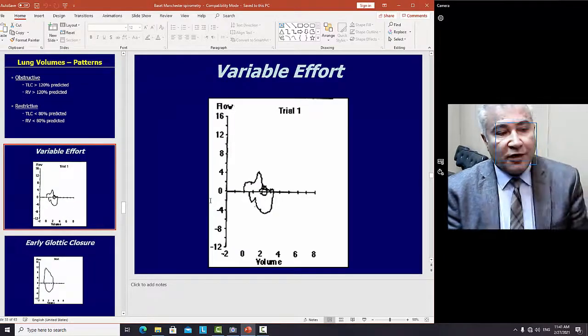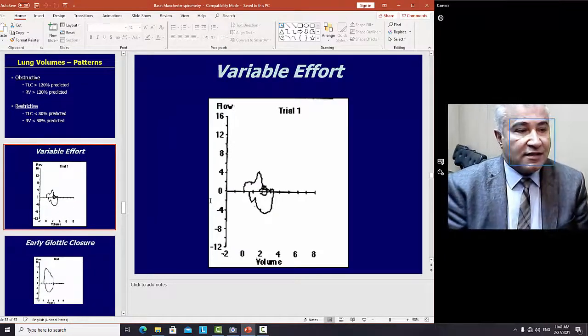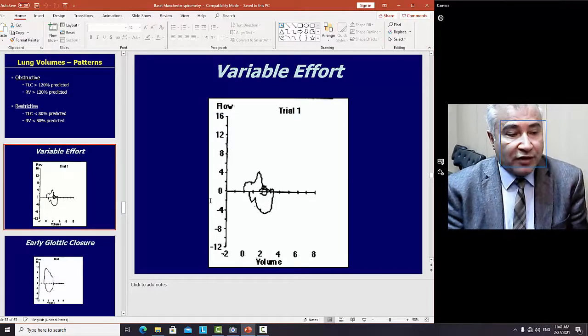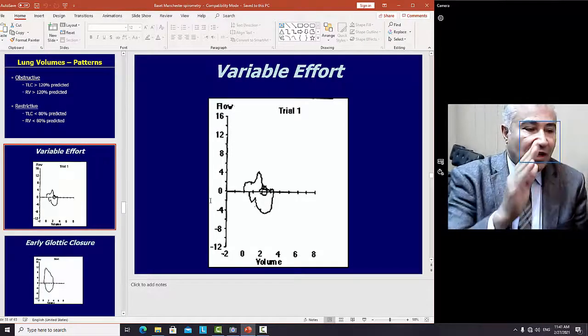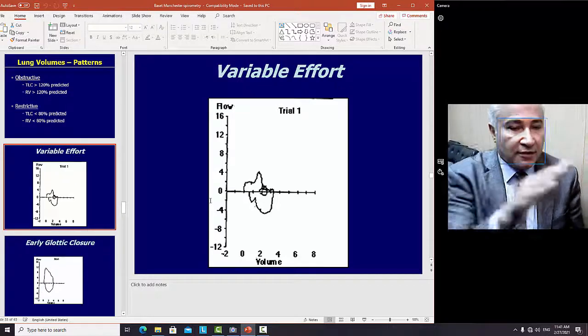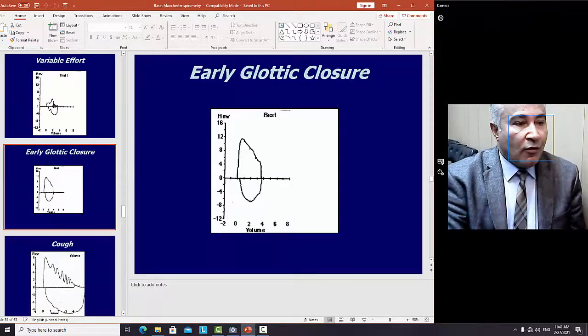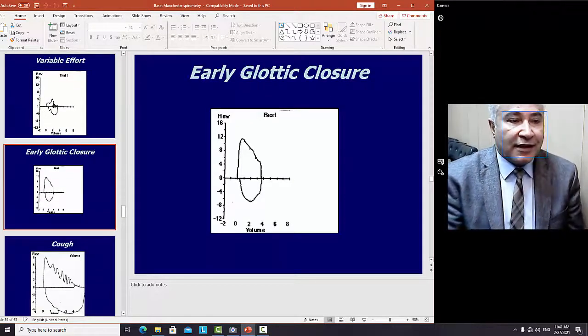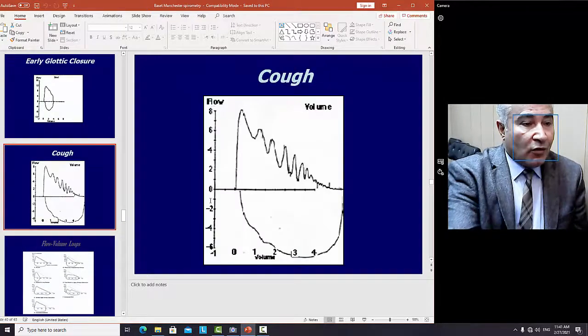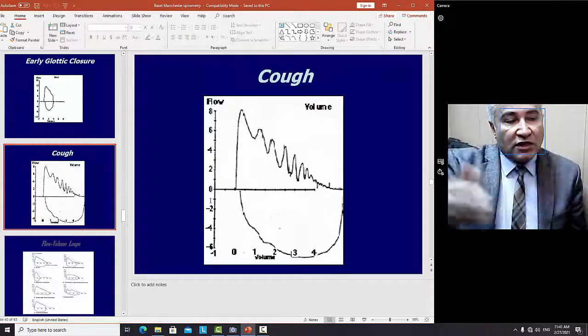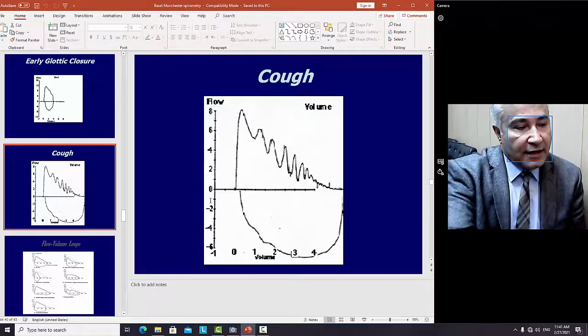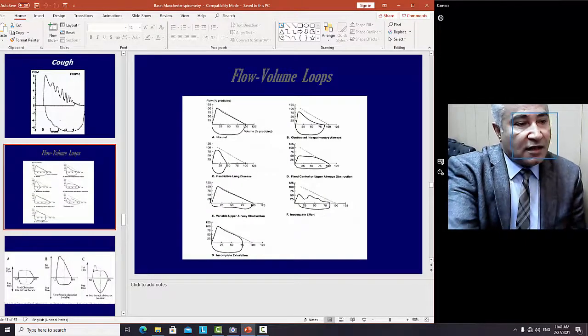This curve. If you notice this curve, what is this? Variable effort. The expiratory limb and inspiratory limb show hesitation for this curve. What is this? Early glottic closure curve. What is this? The patient coughing during exhalation. This is a different curve.